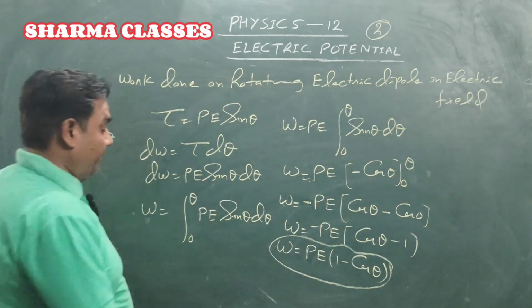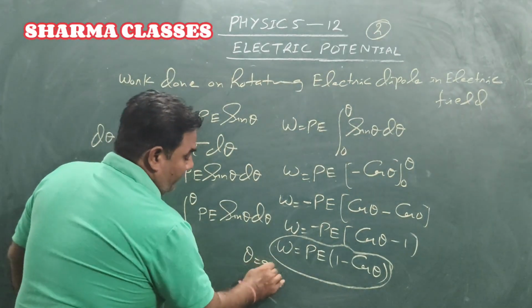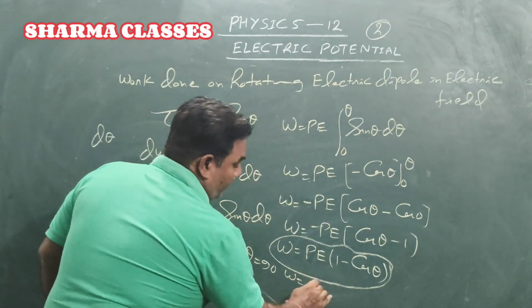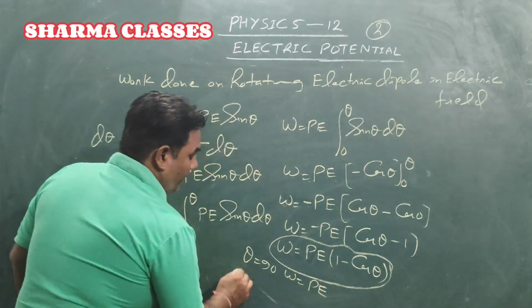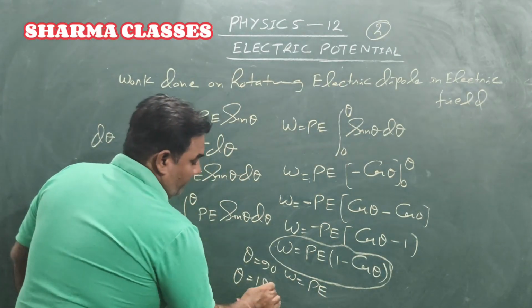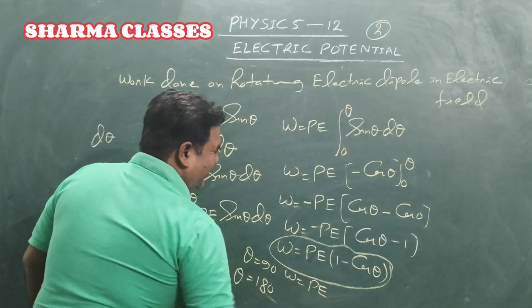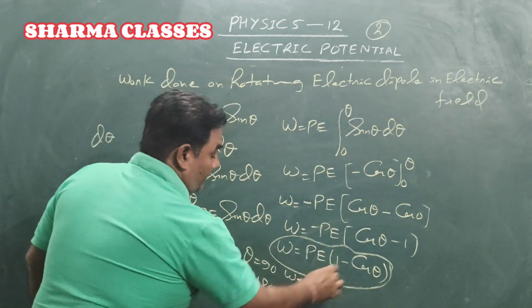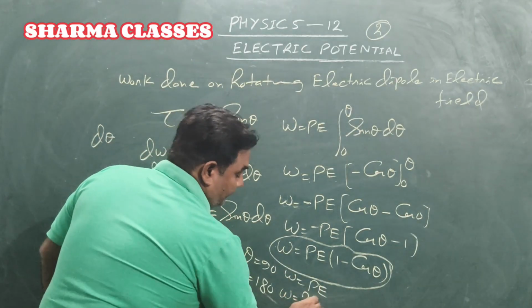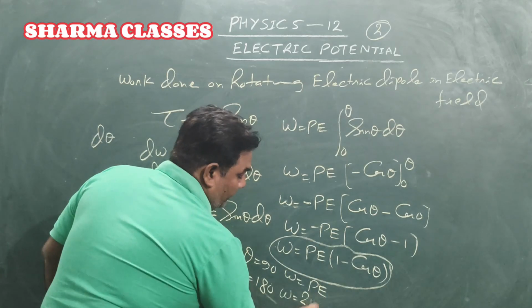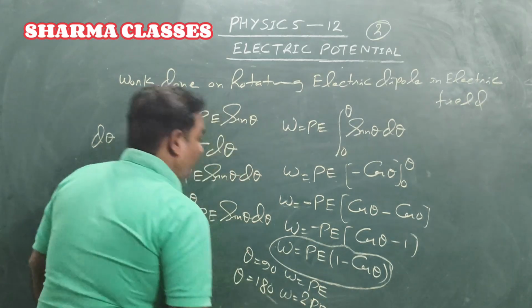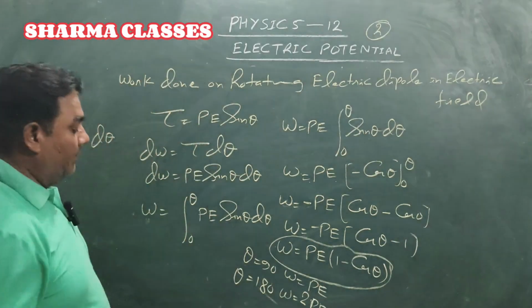If it is rotated by angle theta 90 degrees, then work done W is equal to P E. If it is rotated by angle 180 degrees, then cos 180 is minus 1, so it becomes plus 1, and the work is 2 P E. That is the one. This is the formula for the work done on rotating an electric dipole.